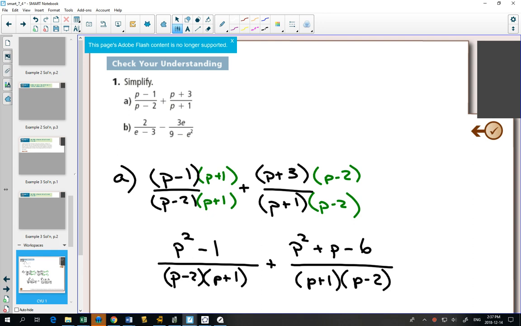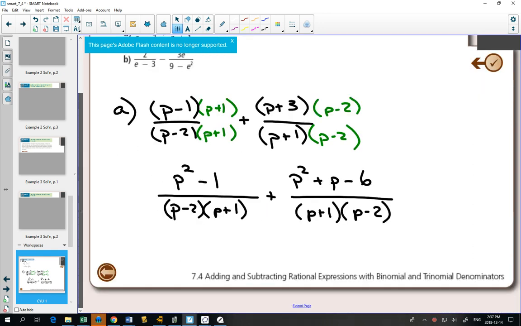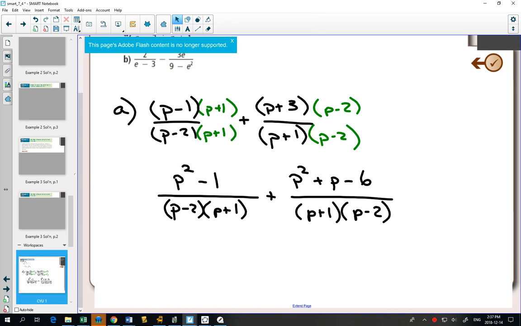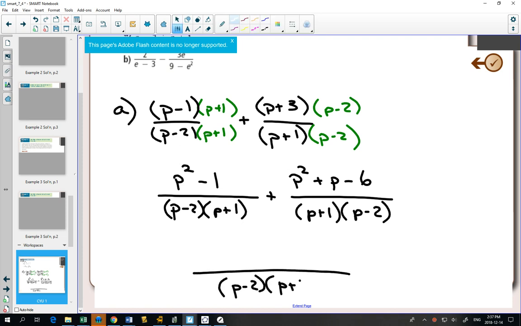Adding fractions, how do we add fractions once you have a common denominator? Well, your denominator stays the same, p minus 2, p plus 1. And in your numerator, you add what's in common. P squared plus p squared will give you 2p squared, plus a p minus 1 and minus 6 gives you minus 7. Now, there will be some times that after you've added, you can simplify.